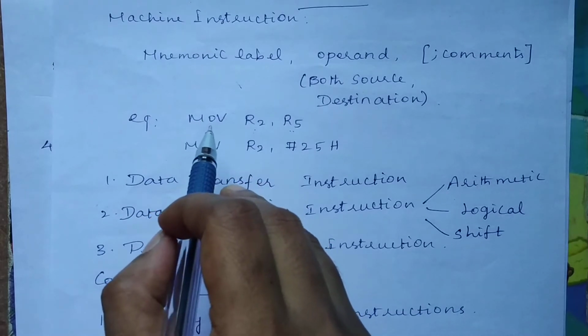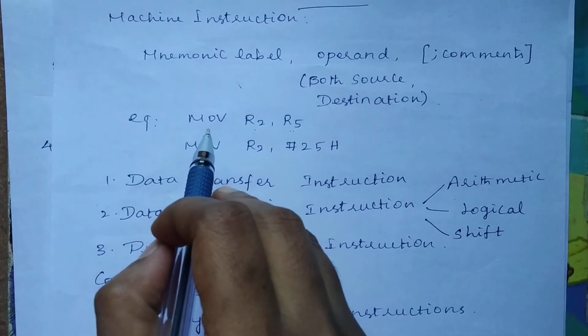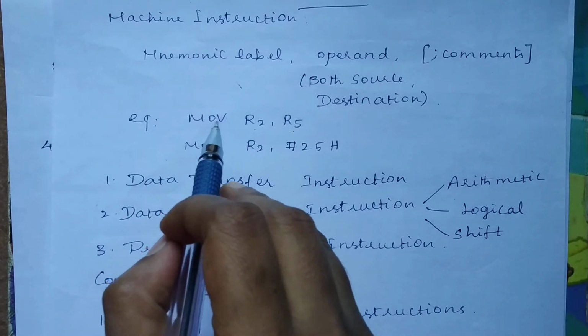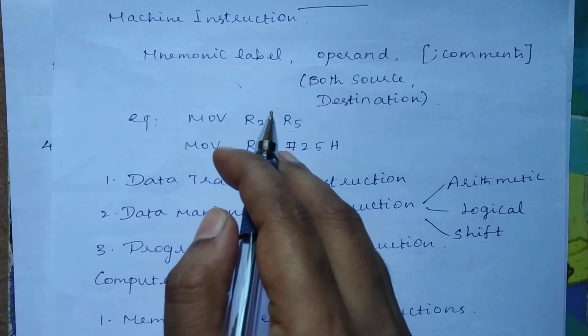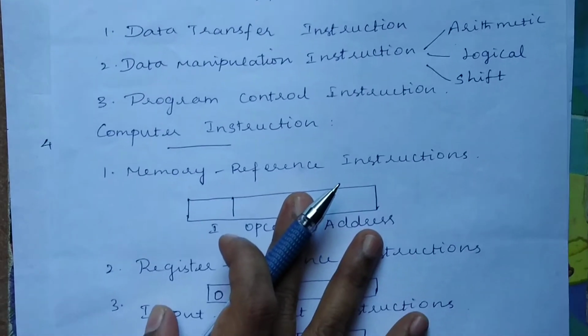Also, this mnemonic code may vary depending upon the machine. In some machines it will be given as MOV. For the same instruction it can also be represented as MV. Right. Next one is computer instruction.